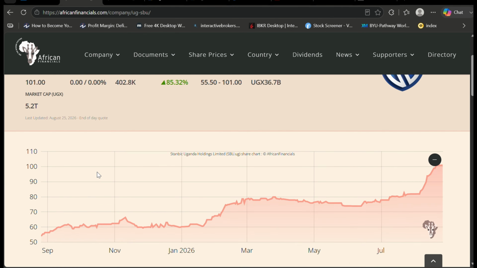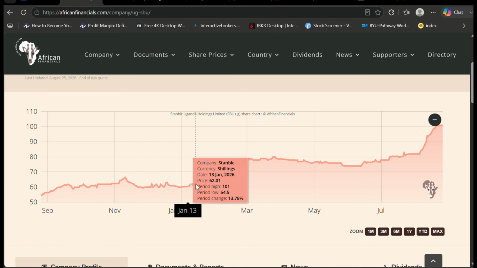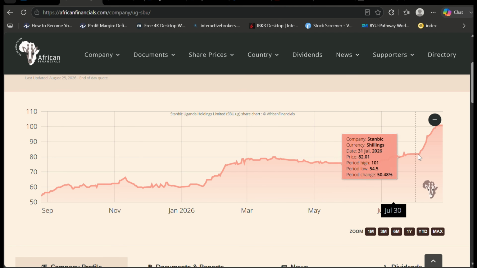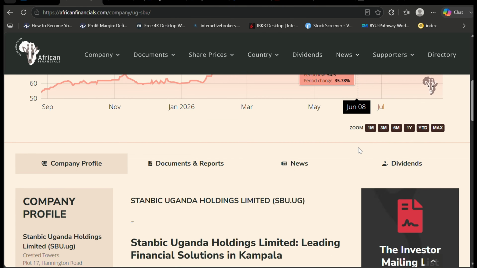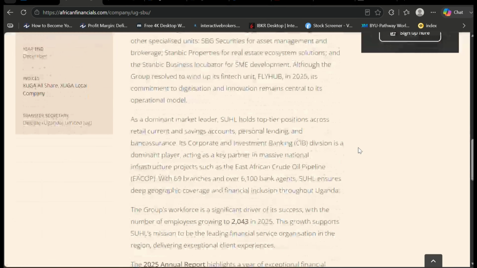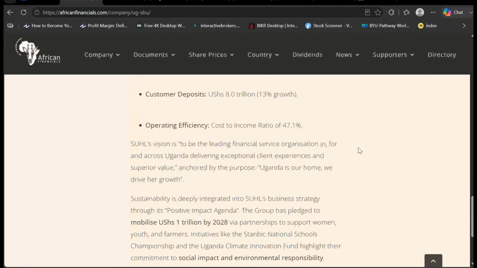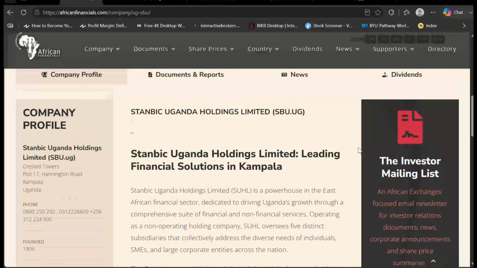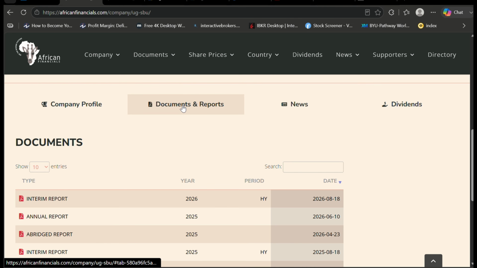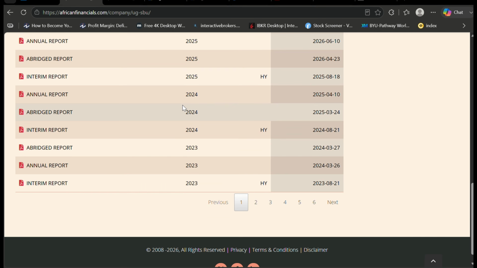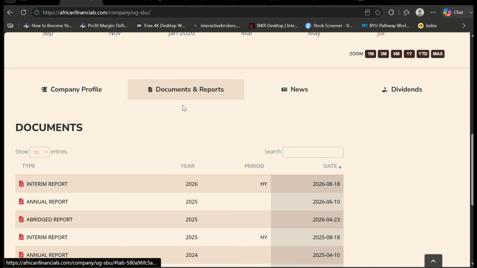Nothing changes much over time, but you can check the prices. This will be needed later in the variance for the beta calculations. And then if you want to read about the company profile, you can pass through it, though everyone really knows Stanbic. Then come to documents and reports. So documents and reports, this is where now I'll get that.